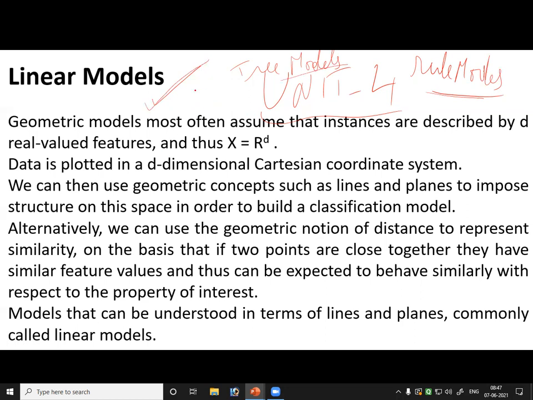My dear friends, here we are going to use geometric models of mathematics like lines, planes, etc. Most often we assume that instances are described by D real valued features, and thus we have x is equal to R power D. If we use D real valued features, the space would be x is equal to R power D.